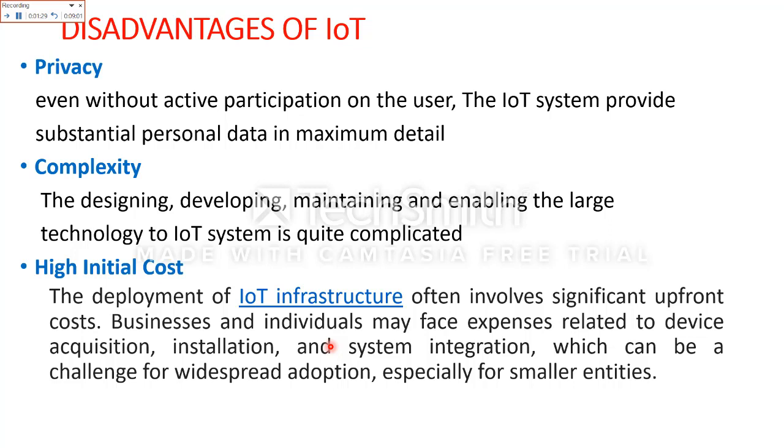The next disadvantage of IoT is high initial cost. In case of deployment, suppose you want to install these IoT systems at your station, then it involves significant cost, right? So businesses and individuals may face expenses related to device acquisition, installation, and system integration, which can be a challenge for widespread adoption, especially for smaller entities. So for small scale businesses, it becomes difficult to implement this IoT infrastructure, right? Because the installation part or system integration part may be a challenge for small scale businesses.